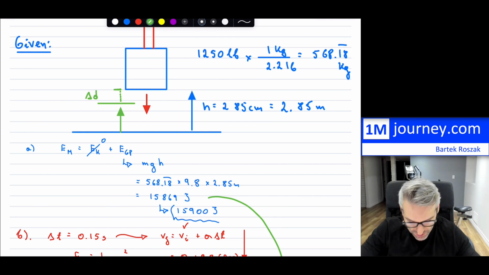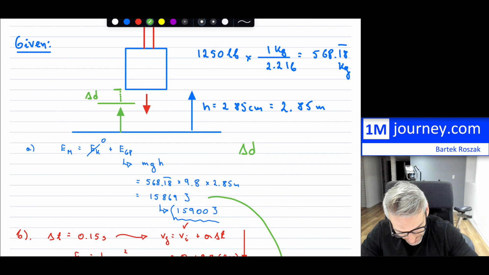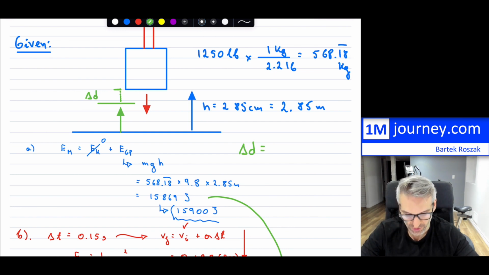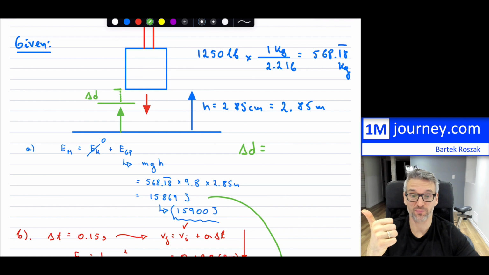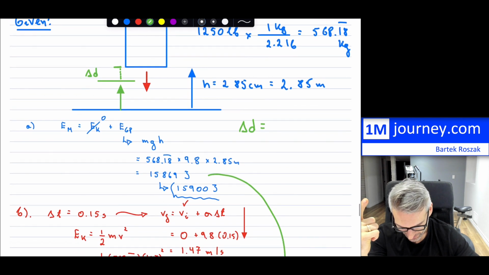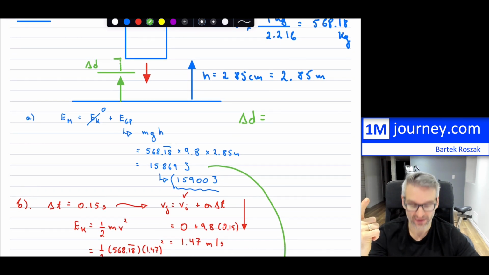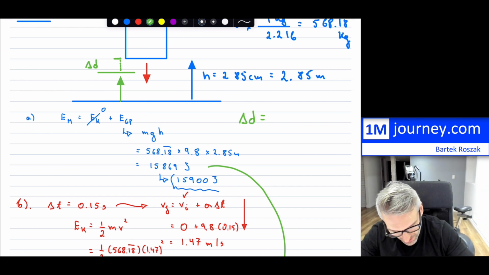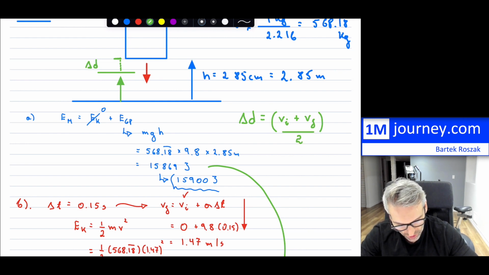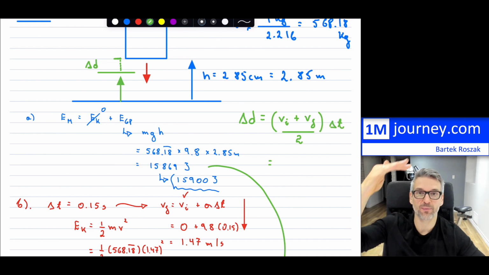In order to do that, the easiest thing to do, I guess, is that we have the initial speed. We do have the final speed, because we calculated it out, which was approximately 1.47 meters per second. And we know the total time. So please remember, this is from kinematics that you can use. So this is going to be V initial plus V final, divided by 2. This is the average velocity. And then this is times delta t. This is going to give us how much it actually has fallen.